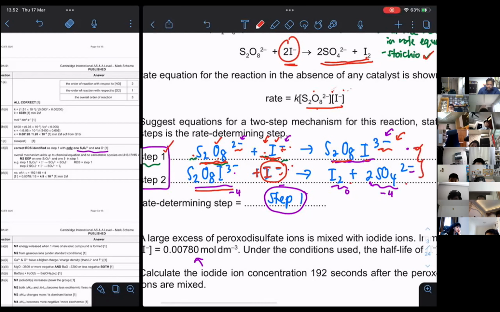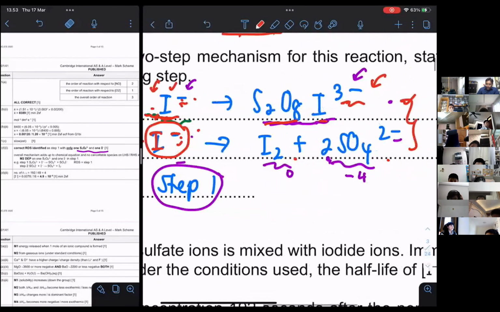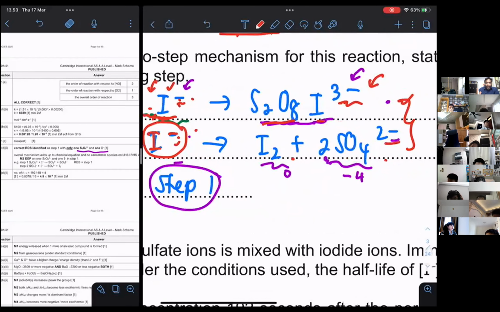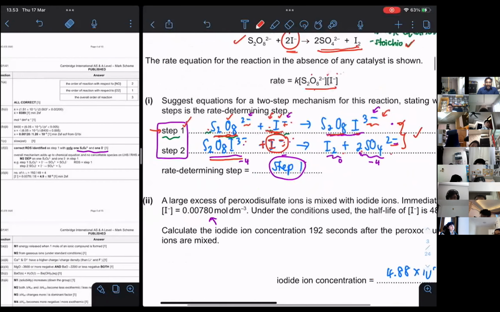When you add these two equations together, you are going to get this equation. Just to check, you check the charge. 3 and -1 gives -4. This was 2 minus only, don't worry, because 2 times 2 minus is -4. Left and right, they are the same. So this is going to be valid. It's accepted. And what is the rate determining step?